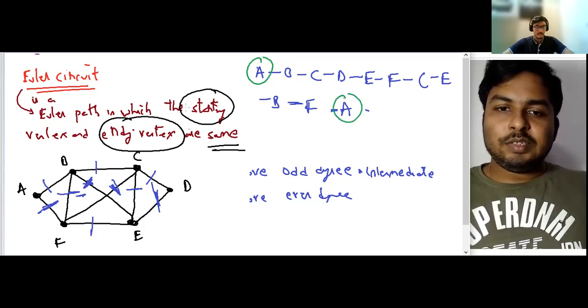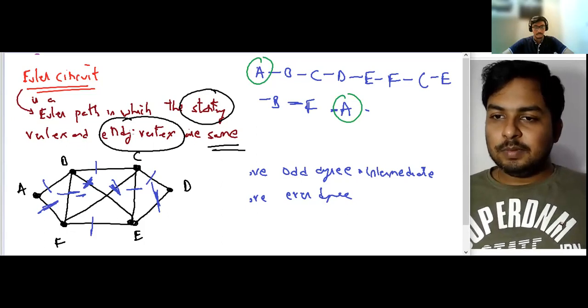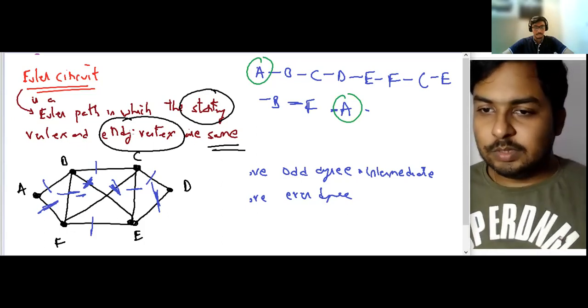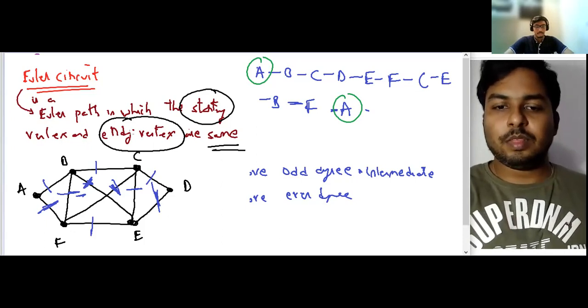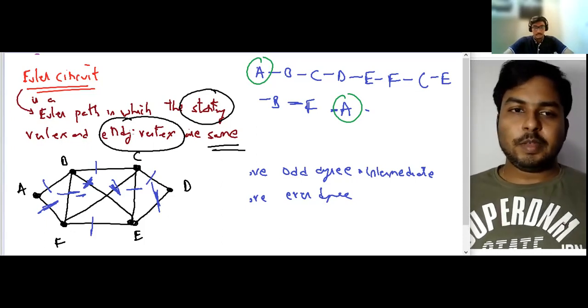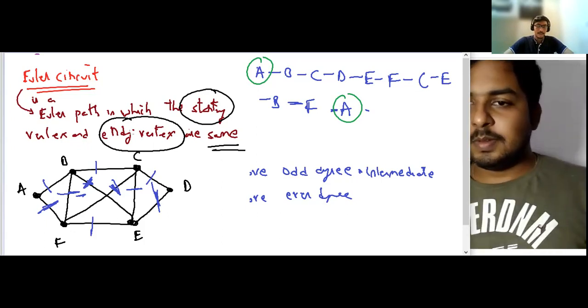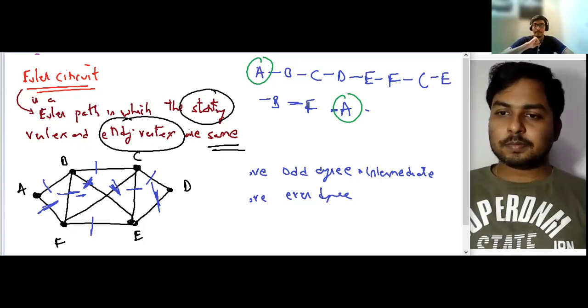Starting and ending vertices are same, and every edge is covered exactly once. Correct? Every edge is covered exactly once. So that should be our answer. Just cross verify, and I'll be back in a minute. Yes, sir. It is correct. Yes, sir.